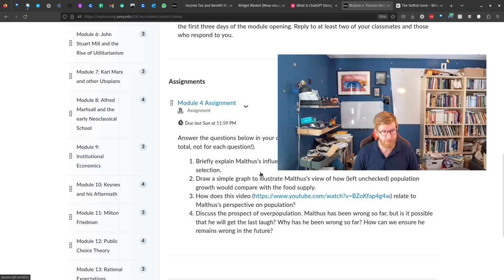All right, so let's think about the prospect of overpopulation. Is it possible that Malthus might turn out to be wrong? What can we do about it? Why was he wrong? And is that source of wrongness always going to be there? So there's certainly a lot of things we could talk about there. I think the big thing that Malthus missed out on is humanity's capacity to adapt and innovate.